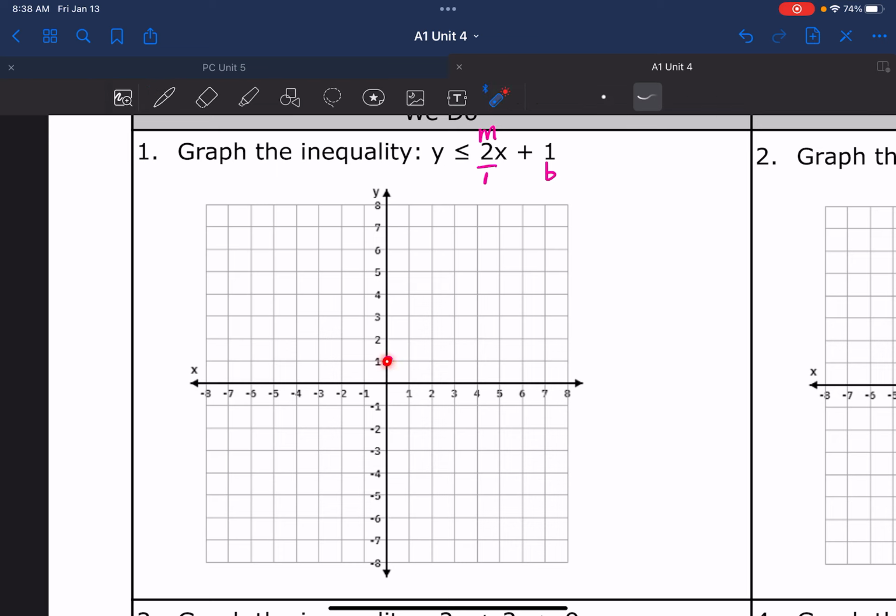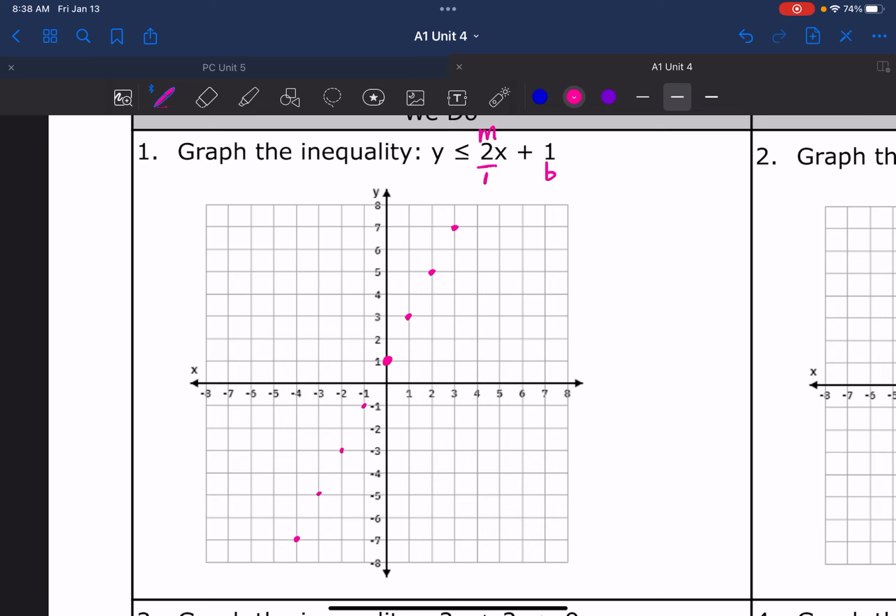So starting from the point that we drew, we're going to go up 2, to the right 1. Up 2, to the right 1, up 2, to the right 1. If you want to work backwards, do the complete opposite. So then it would be down 2, to the left 1, just so that we could have points going all the way across our graph.